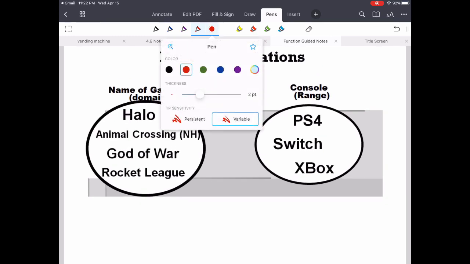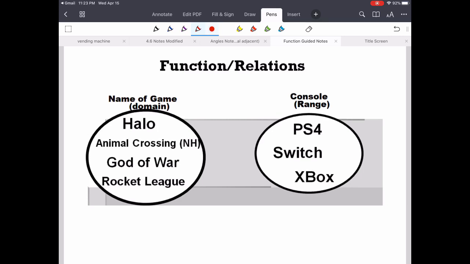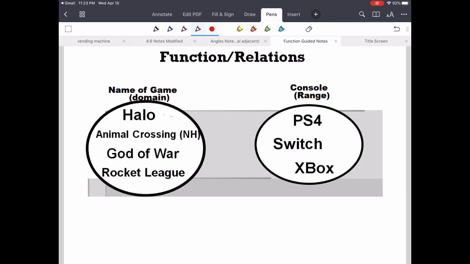And if I kind of do the same thing, Halo, again, not much is different. Halo is played on the Xbox. Animal Crossing is a Switch product. God of War is PS4. Rocket League is PS4. Rocket League can be played on Switch, and Rocket League can be played on the Xbox.